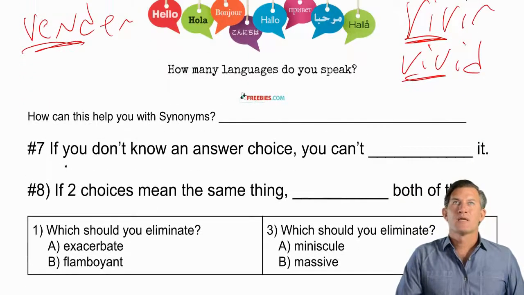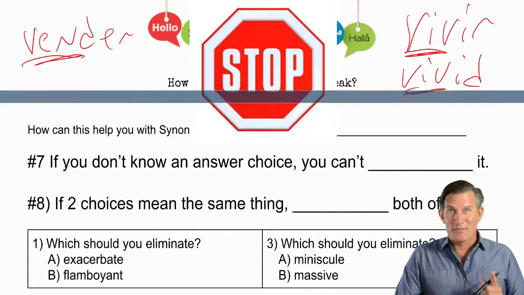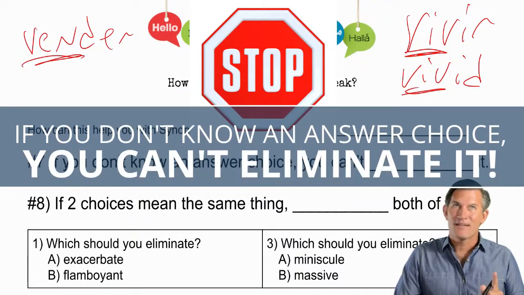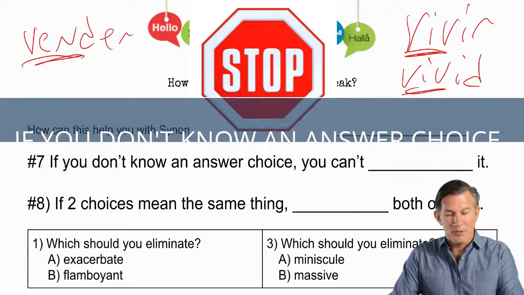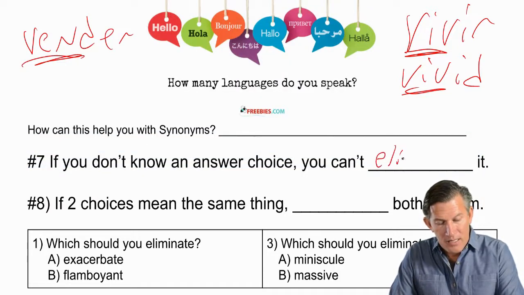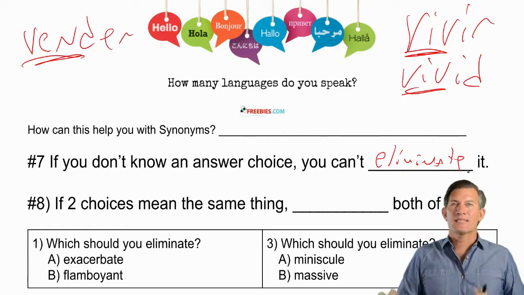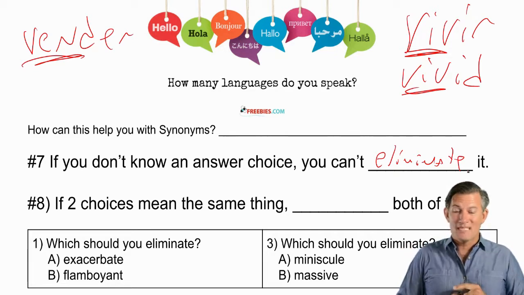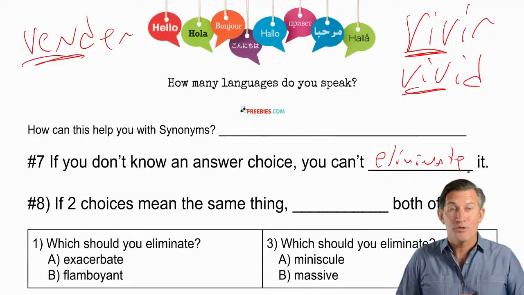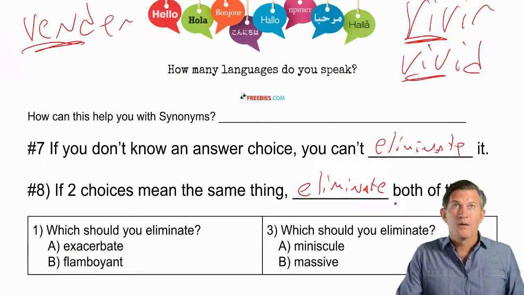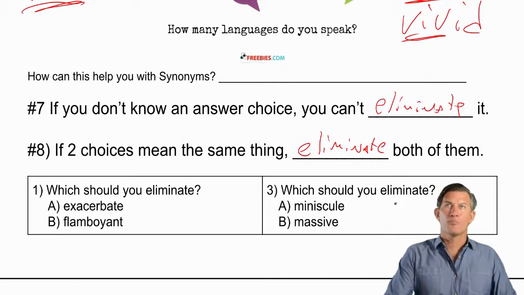This is very important. Number 7. If you don't know an answer choice, you cannot eliminate it. You can't eliminate something you don't know. You cannot eliminate choices you don't know. Now, this is like a next level hack. Number 8 is if two choices mean the same thing, you should eliminate both of them. Process of elimination really can score you some points.